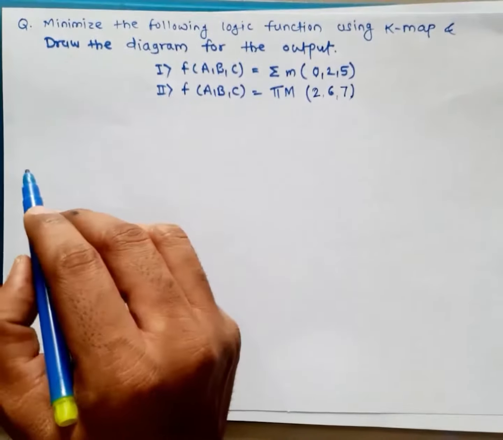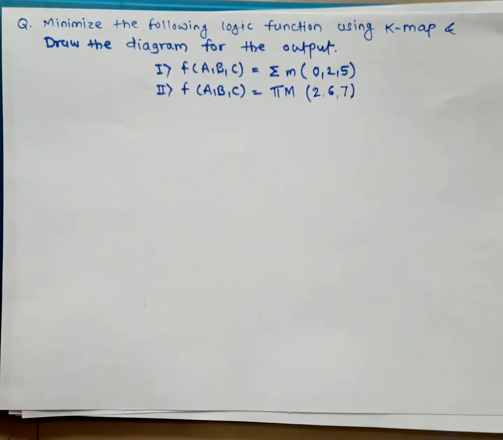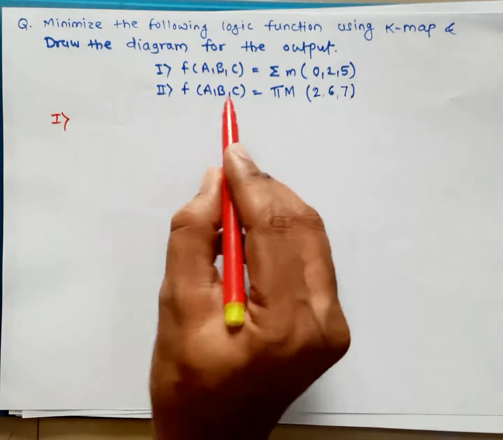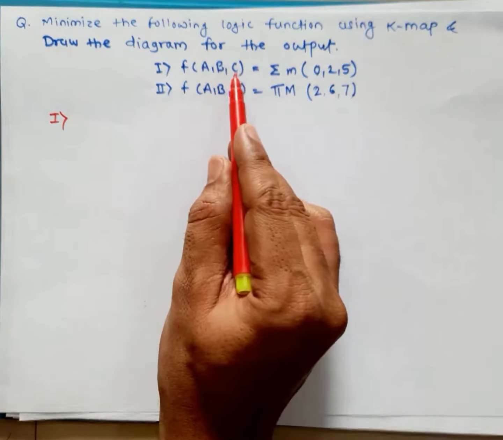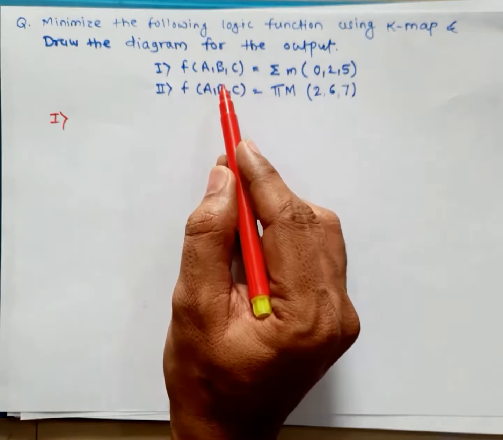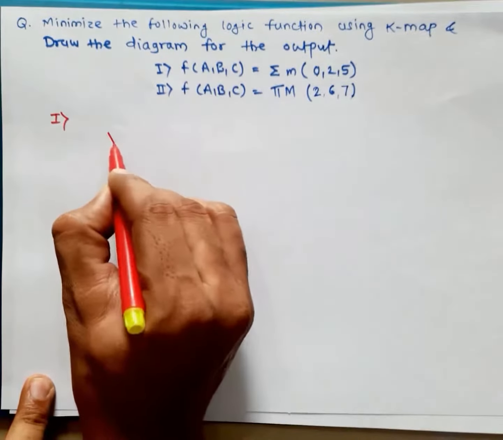Now first thing is, we already seen the steps for designing the K-map. Now first thing is, you need to identify the number of variables. So here I am considering the first function. Now for the first function, how many variables are given? Total 3 variables are given. So I can design the 3 variable K-map.